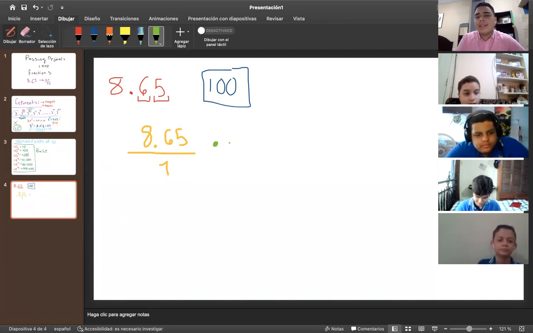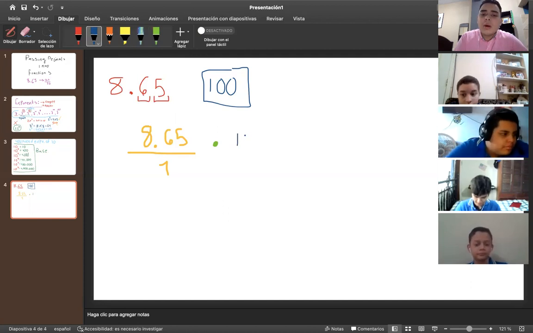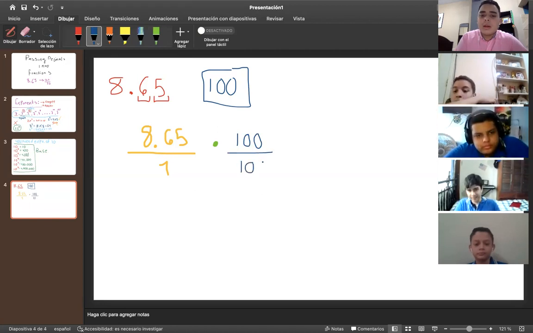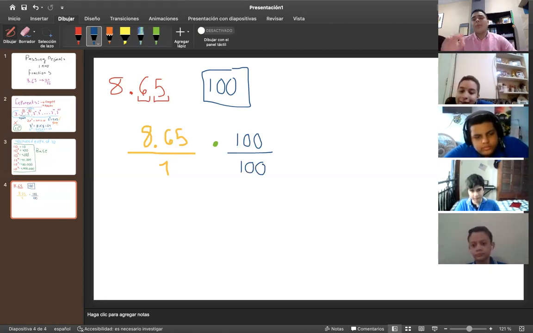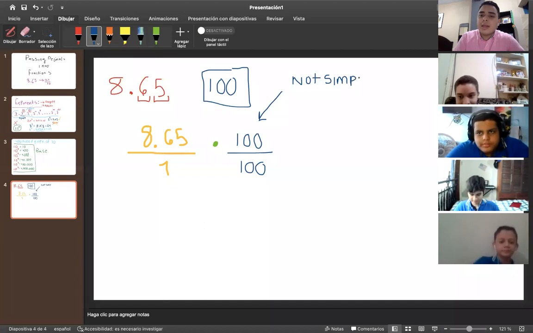Remember that this point means multiplying, okay? Multiplying 100 over 100. It's important for you to know, kids, that we are not going to simplify this fraction. We don't have to simplify. We are going to work with the whole fraction like that, not simplified.